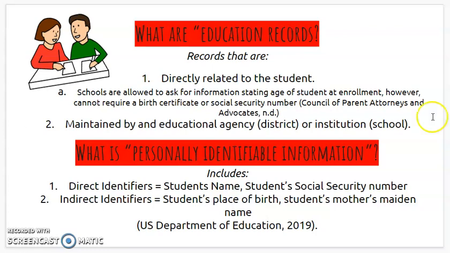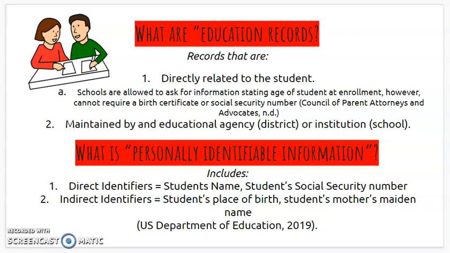So a couple things I want to go over before we continue. What are education records? So what do these parents have rights to? The records that are directly related to the student. So any records that the school keeps on file. So for example, a cumulative file that would be directly related to the student, so that would be an education record. Also, the education records are maintained by the educational agency, district, or institution.